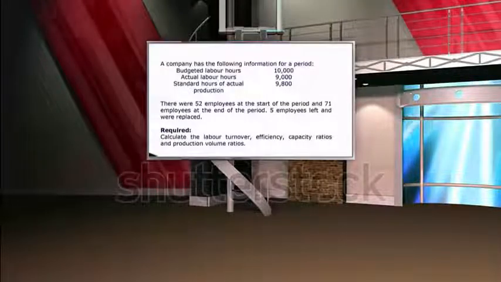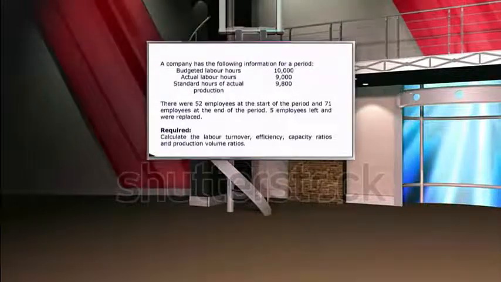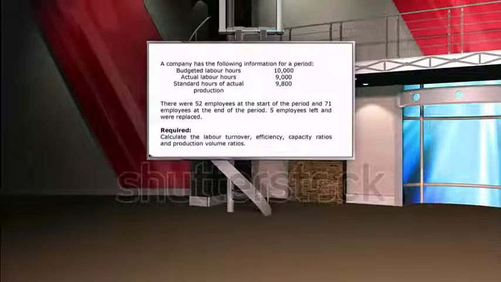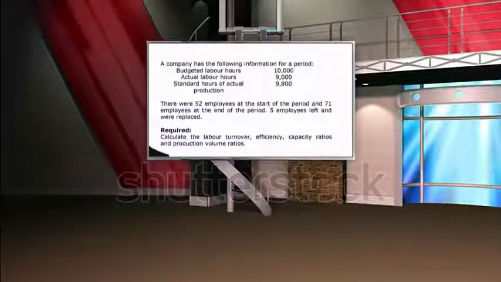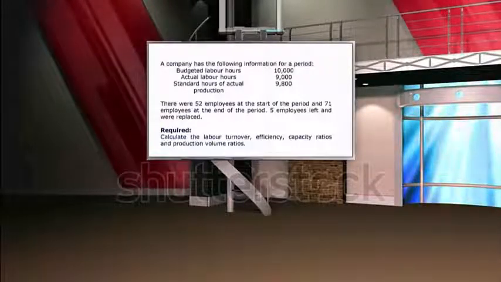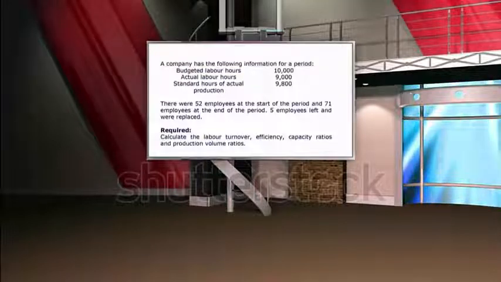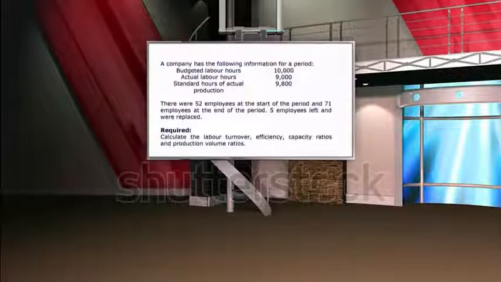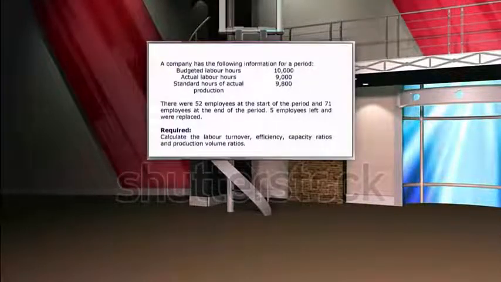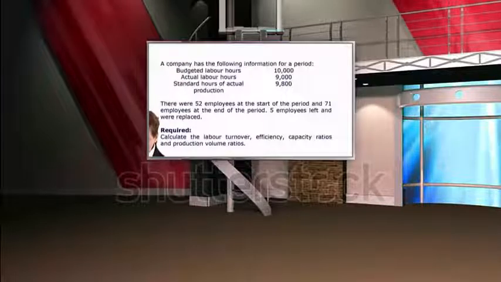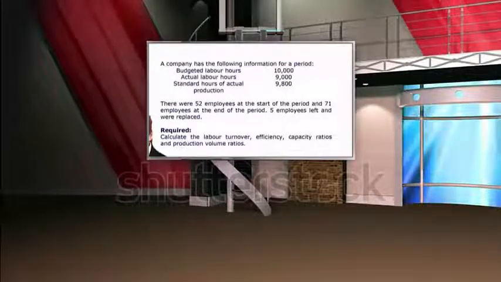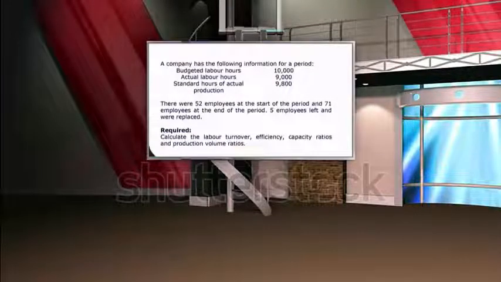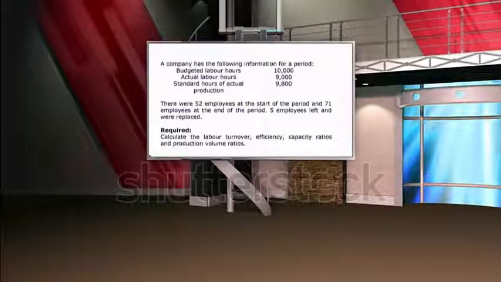Our budgeted labour hours total was 10,000, actual labour hours were 9,000, and our standard hours of actual production were 9,800. Remember, our standard hours of actual production is the number of hours we would expect it to have taken to produce our units. There were 52 employees at the start of the period and 71 at the end. 5 employees left and were replaced. And we need to calculate each of our 4 ratios.